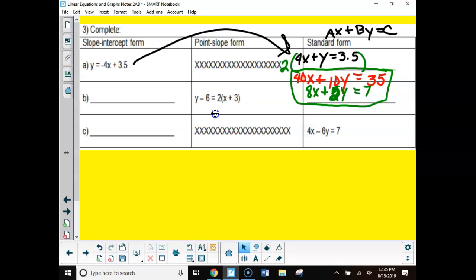All right, the next question is this point slope guy, and they want us to solve for y and to get it in standard form. Can you solve for y on your own? Get the y by itself right here real quick.